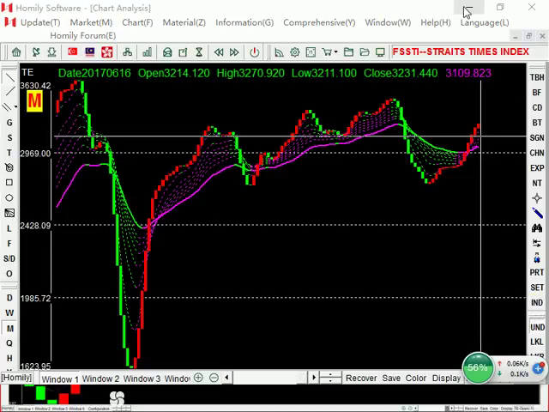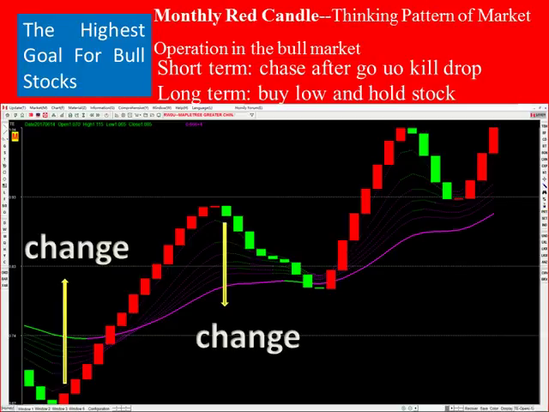Okay, so let's see this one. Green turning to red means you can buy for monthly. Monthly is good. Then red turning to green means for the monthly chart, you'd better sell first. So for short term, if we confirm the market is now a red candlestick, we can chase after it goes up and sell when it drops. For long term, we can buy low and hold stock.